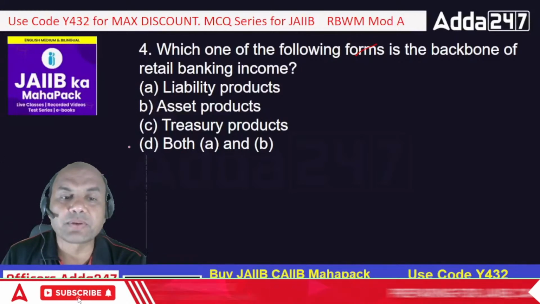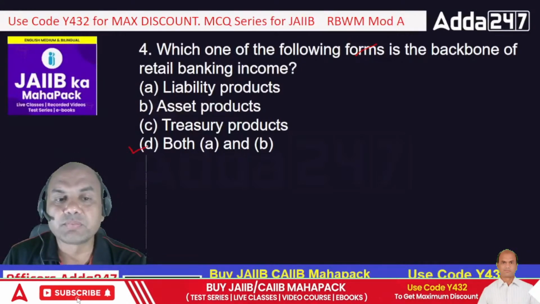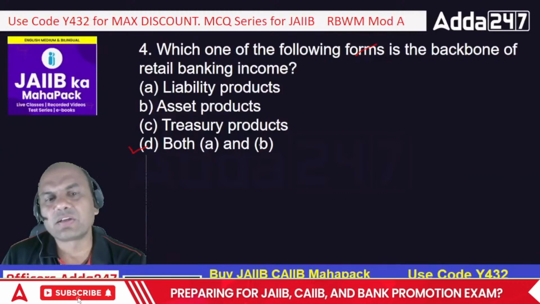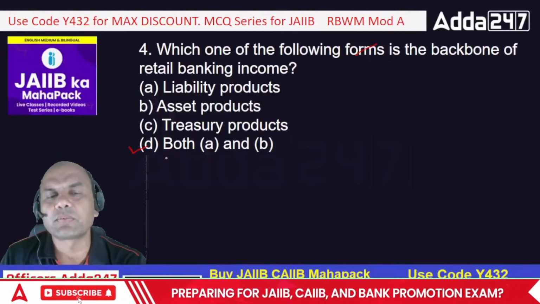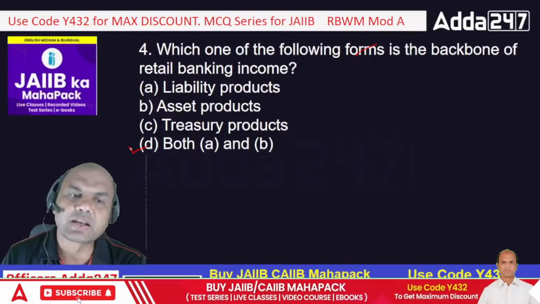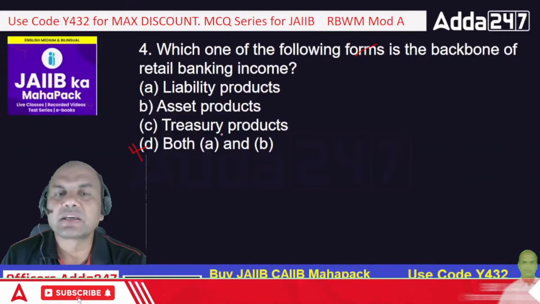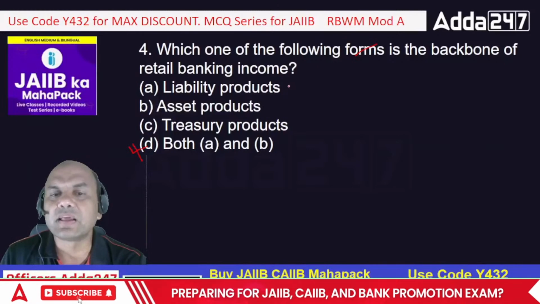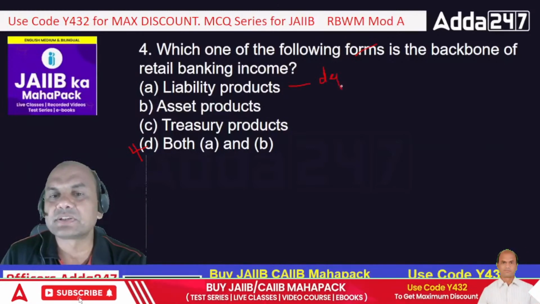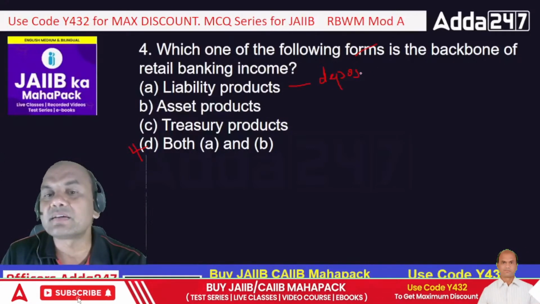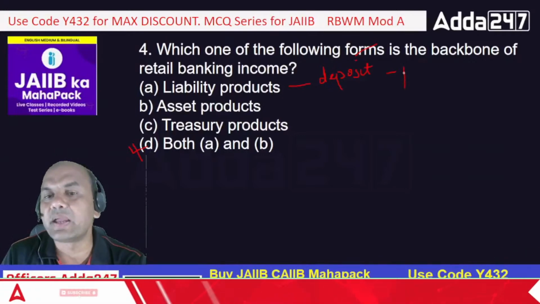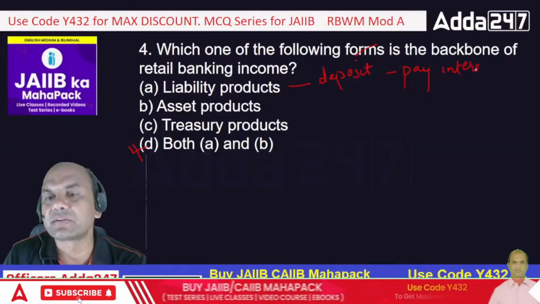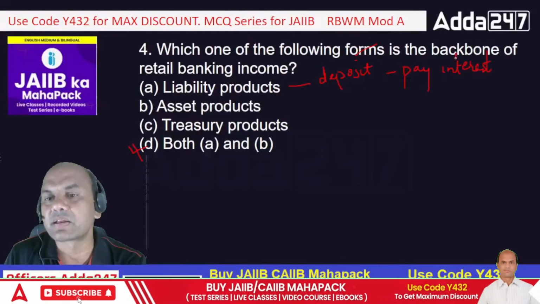I'm seeing many of you typing both A and B. Many of you are typing this because we have a habit in JAIIB. Whenever we see something like both A and B, all of the above, we try to tick that only. But that is not the answer over here. See here, the core of retail banking income is, what is liability? Liability means deposit. What happens in deposit? I pay the interest. Paying interest means I am giving money to somebody for keeping the money with me, right?